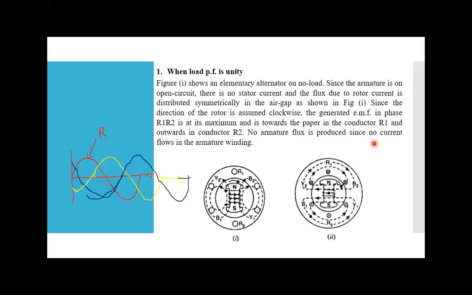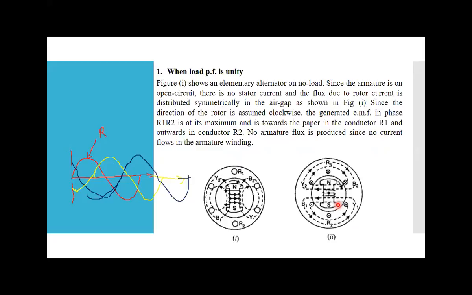Okay. So no armature flux is produced. Why? Because my armature is at no load condition, so no current is flowing, so no armature flux is produced. Now let's see figure number 2. Okay, so this is the discussion of only figure number 1, when my armature is at no load. Then let's see what will happen.